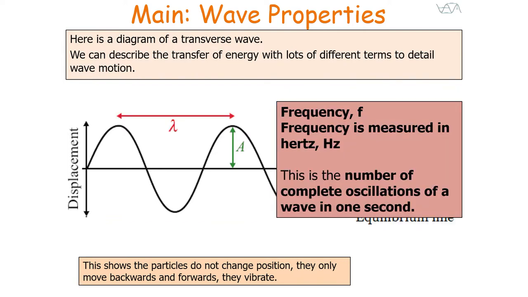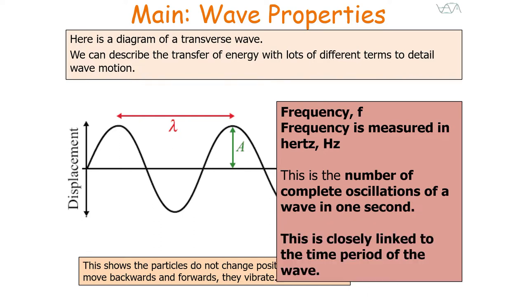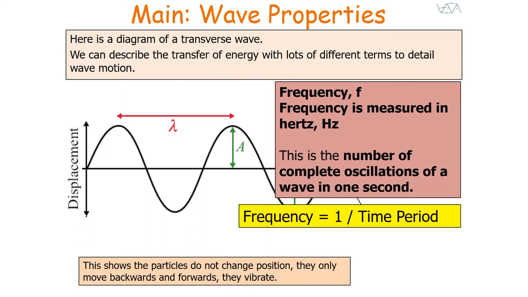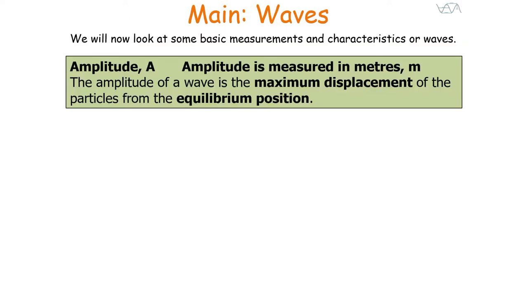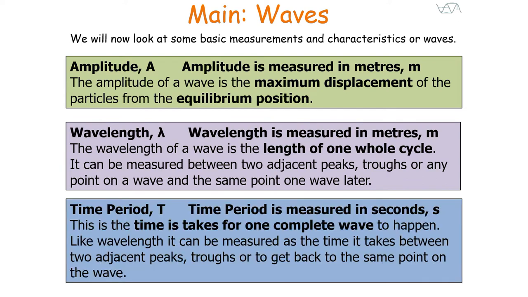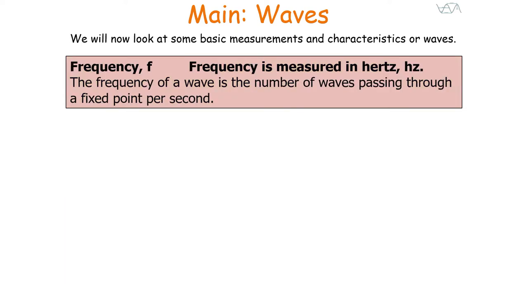Now, frequency, which is measured in hertz, is the number of complete oscillations of a wave in 1 second. And this is closely linked to the time period of a wave, because frequency is equal to 1/time period. So to recap, we have amplitude, we have wavelength, we have time period, and we have frequency.